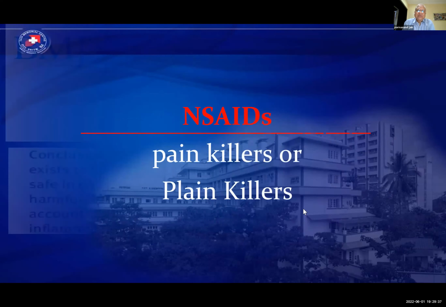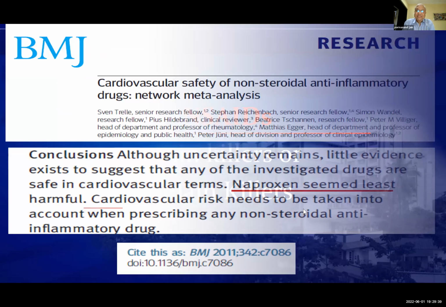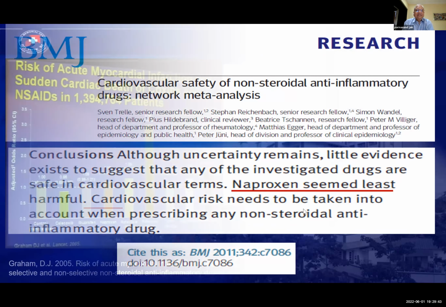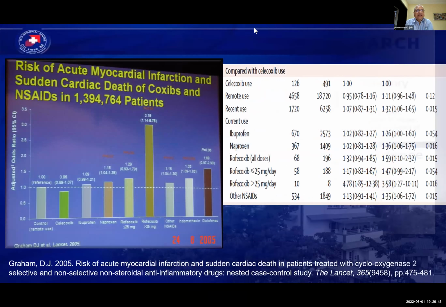NSAIDs are actually painkillers. Naproxen seems to be the least harmful if you use them at all. And this is the study of the risk of acute MI and sudden cardiac death with Coxib drugs versus NSAIDs. You can see Celecoxib is the safest here, and Rofecoxib, which is not used now, was showing an odds ratio of 3.15. Even the other NSAIDs are 1.16 here. You can see naproxen here, 1.18.